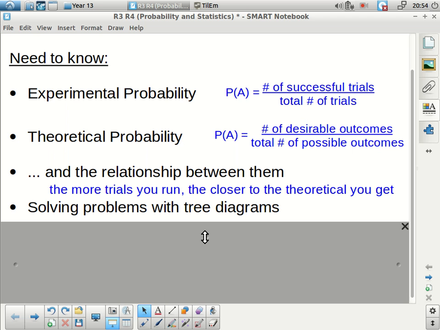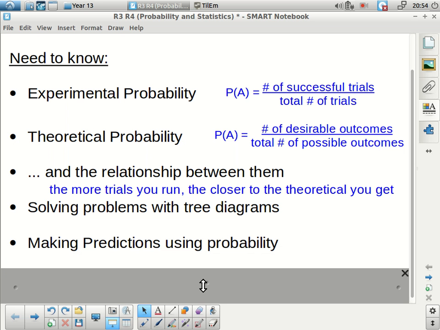Okay, the last two things, I don't have anything to add here, but one of the ways we looked at probability was setting up a tree diagram. So we're going to review that in a moment. And also making predictions. So once you know the probability of something, you can infer how often it will happen over a certain number of experiments.